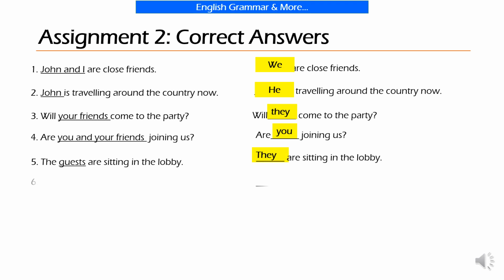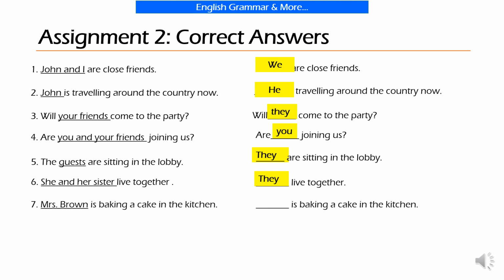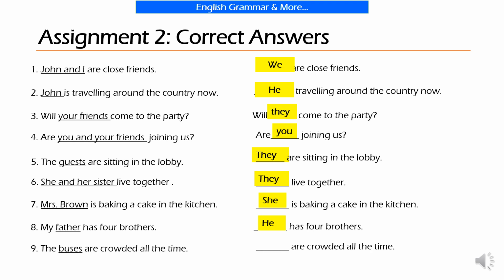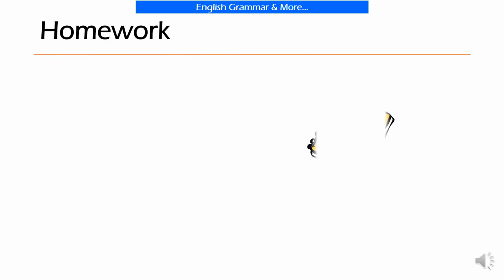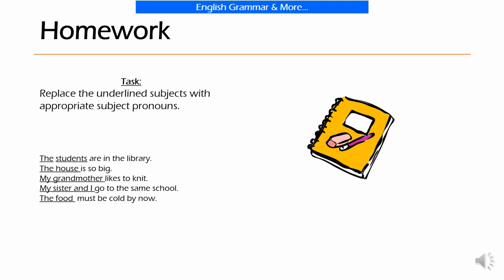The guests are sitting in the lobby. They are sitting in the lobby. She and her sister live together. They live together. Mrs. Brown is baking a cake in the kitchen. She is baking a cake in the kitchen. My father has 4 brothers. He has 4 brothers. The buses are crowded all the time. They are crowded all the time. The news is very good. It is very good.